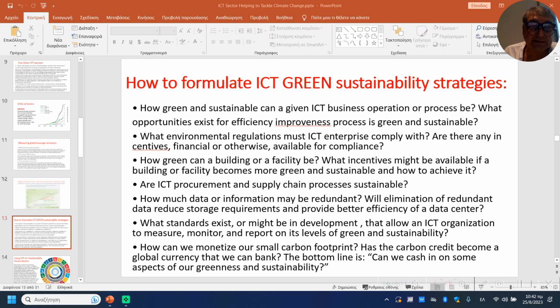What standards exist or might be in development that allow ICT organizations to measure, monitor, and report on their levels of greenhouse gas sustainability? How can we monetize our small carbon footprint? Has the carbon credit become a global strategy that we can bank?